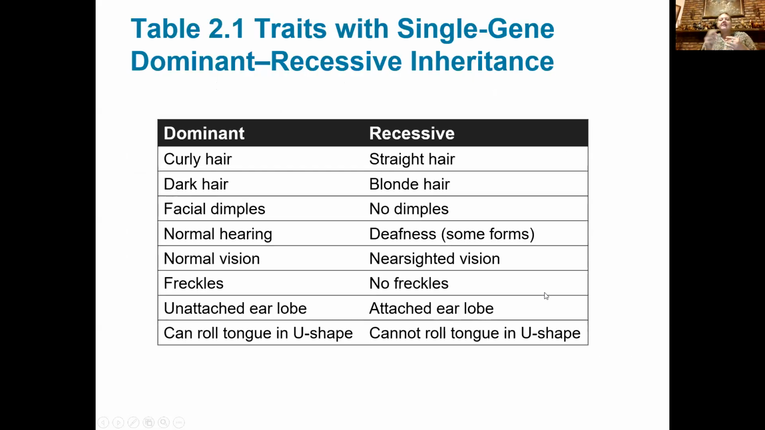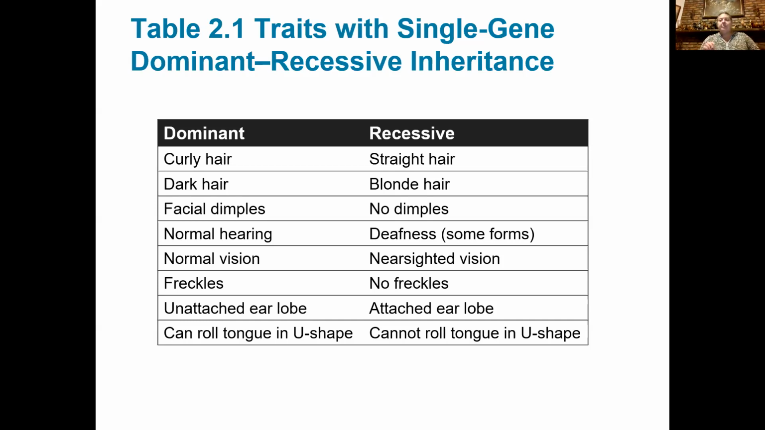Okay, so this is an example. I kind of clicked off that quickly. This is an example from your book also. This chart is in your book. This talks about other traits that are pretty much single gene dominant recessive inheritance that have that dominant and recessive relationship.